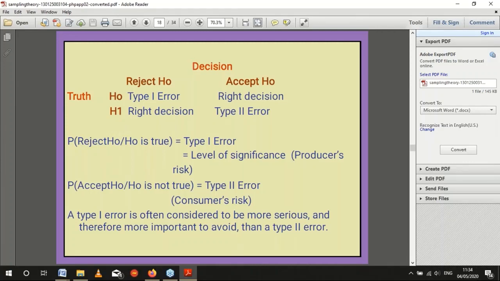Now we have the one tail test. Let's look at some types of tests. In the one tail test, the alternate hypothesis is one-sided, and we carry out the test to find whether the test statistic falls in the critical region on only one side of the distribution. You can see that on slide 19.